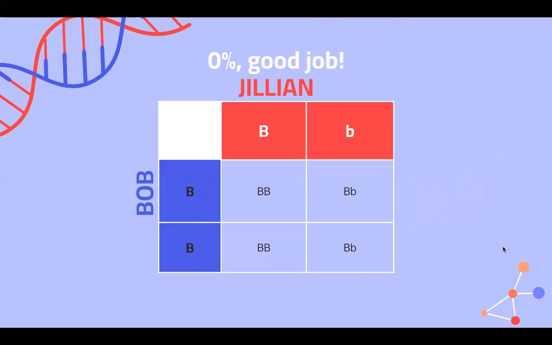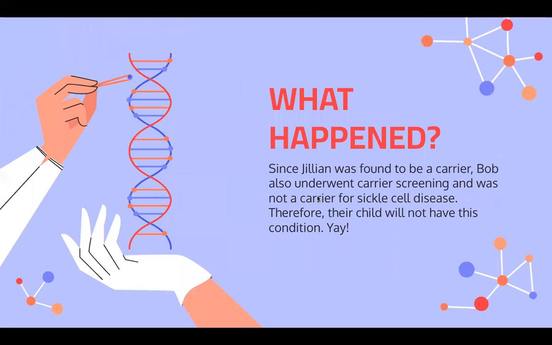0%, good job. And this is because if Bob has two working copies of the hemoglobin B gene, that means that even if the baby inherited the little b copy from their mom, Jillian, they still have one of Bob's big B's to be able to offset that non-working gene. And so there's a 50% chance that these babies will be carriers, but they themselves will not be affected.